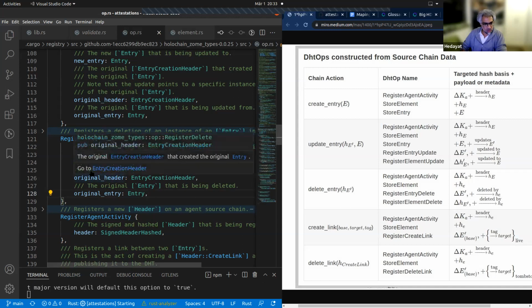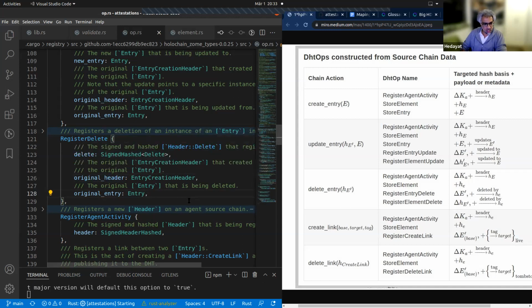Original header means the original entry that was deleted, the original entry that's being deleted. Ah, it is interesting.